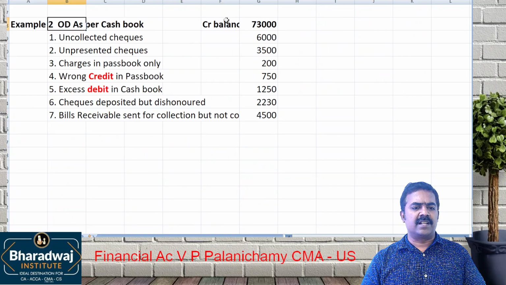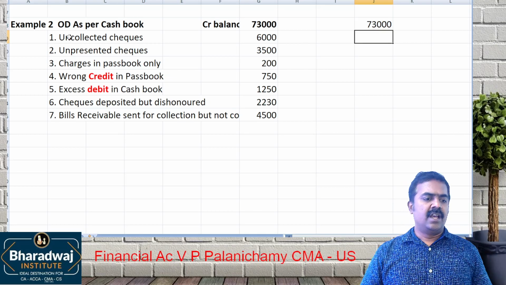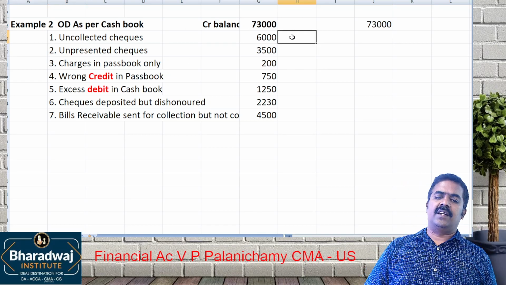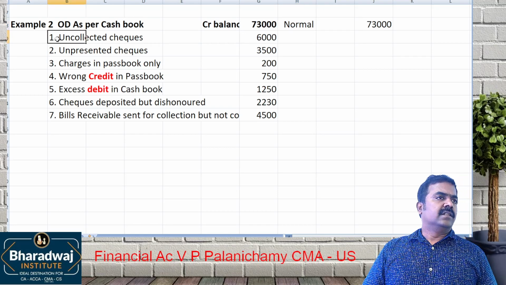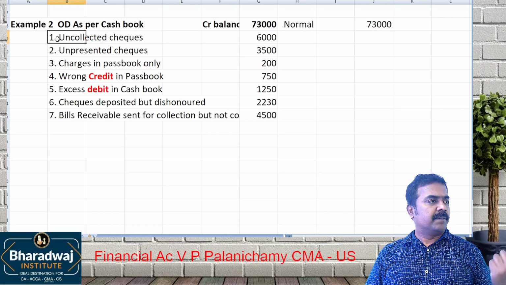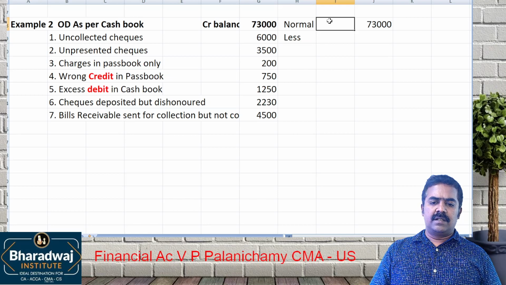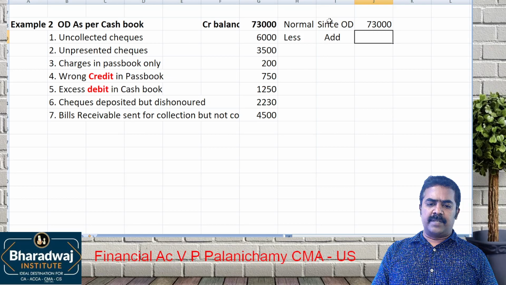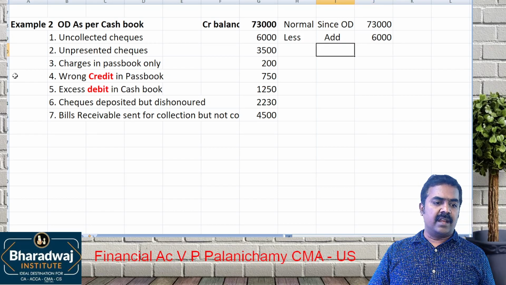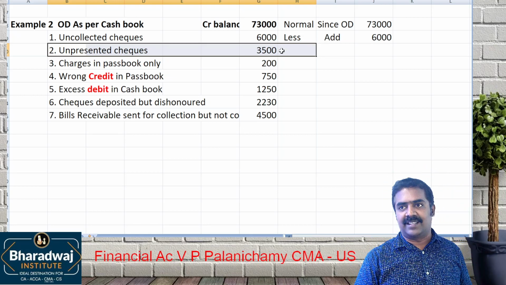Okay, OD balance as per cash book, credit balance. How much? 73,000. Don't assign any minus to it, keep it as it is. Uncollected checks. We deposited, we would have added. The banker has not added. Normally we would reduce. Since OD is given, what to do? Add. How much? 6,000. Then unpresented checks issued, we would have deducted.